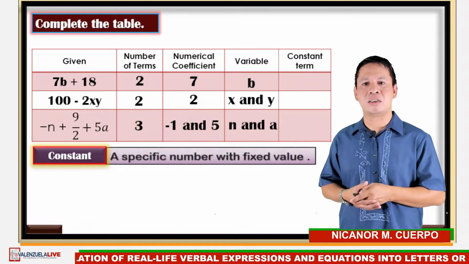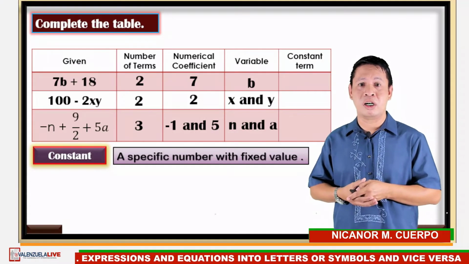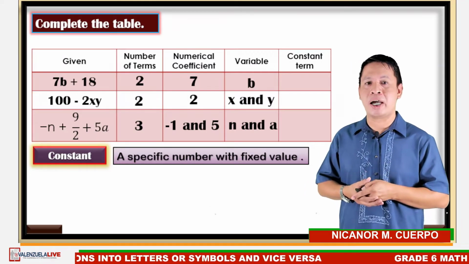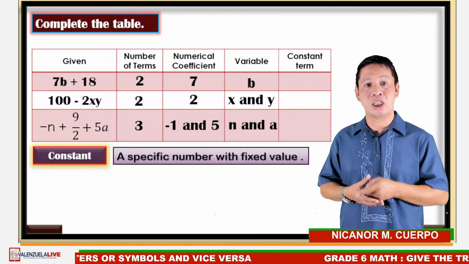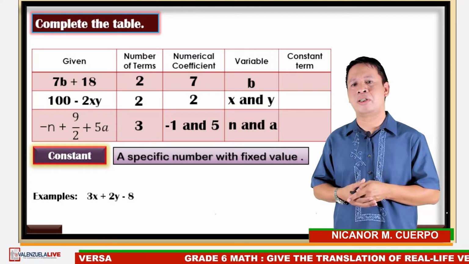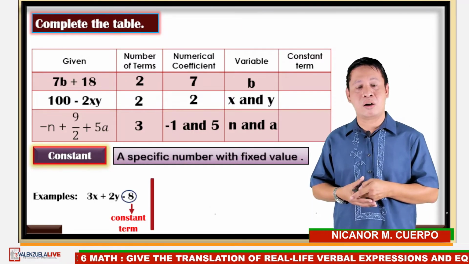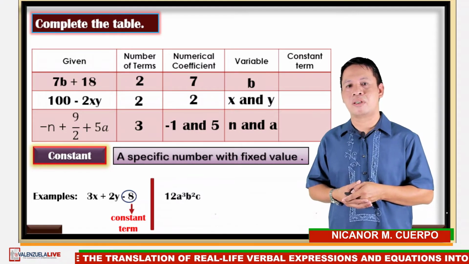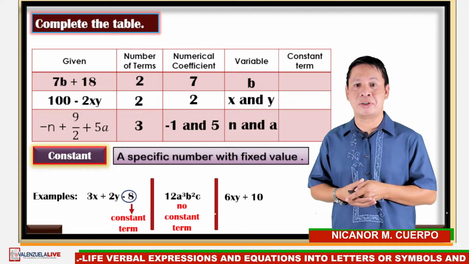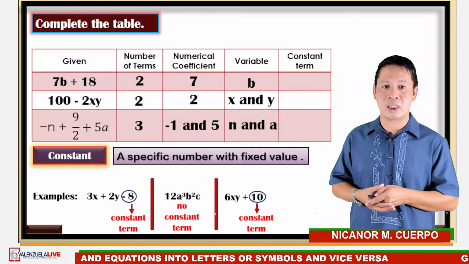So when we say constant, it is a specific number with a fixed value, like 2, 1/2, 1/4, 15. The value of pi is also a constant. Now, example of the constant term for 3x plus 2y minus 8. The constant term is negative 8. For 12a cubed b squared c, there is no constant term. For 6xy plus 10, the constant term is 10.